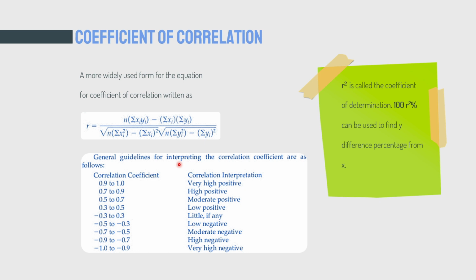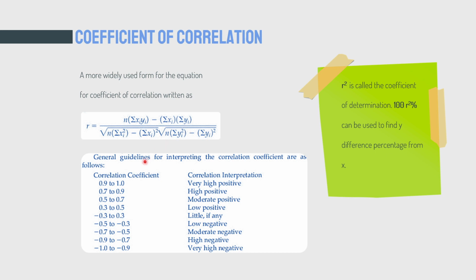Now, another more widely used form of the equation, the first one was the simplest form. The coefficient of correlation can be written as R equals N, the number of samples, multiplied by the summation of xi yi, minus the summation of xi alone multiplied by the summation of yi alone, over the square root of n multiplied by the summation of xi to the power of 2 minus the summation of xi all to the power of 2, multiplied by the square root of n times the summation of yi to the power of 2 minus the summation of yi all to the power of 2.